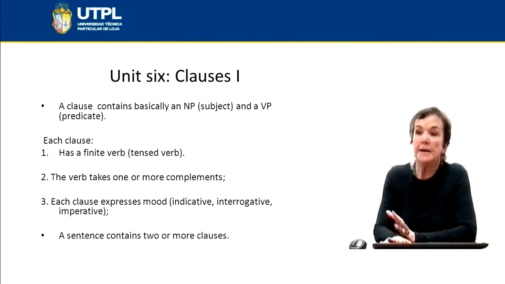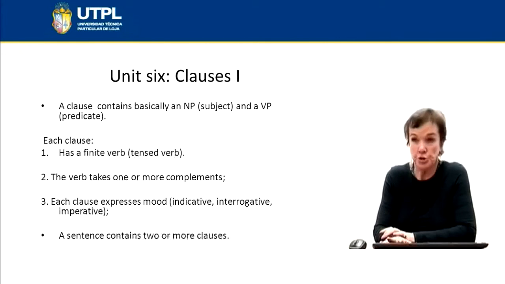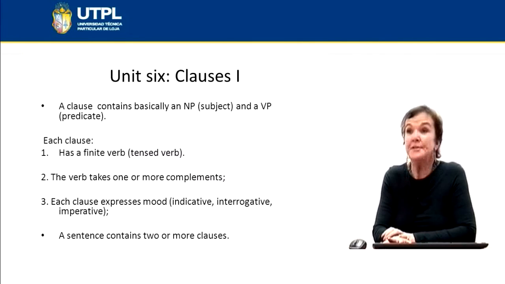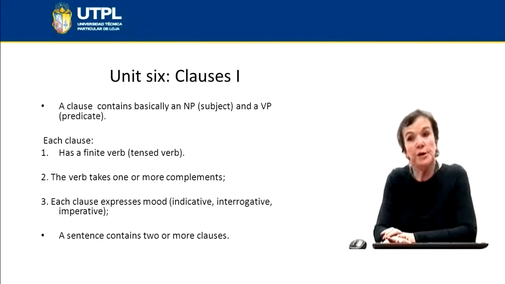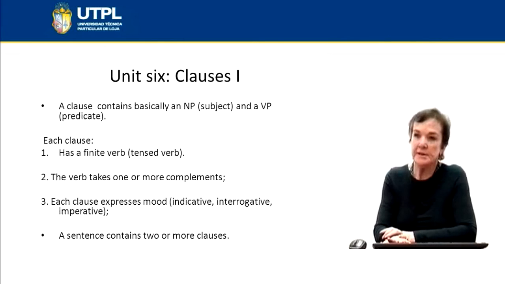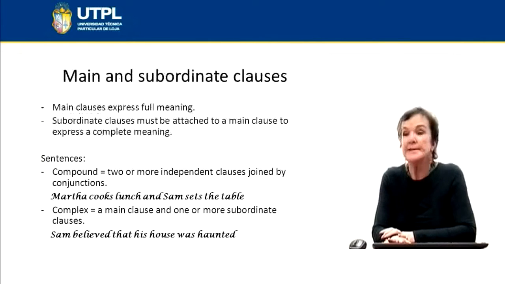Finally, we have a more complex structure. This is the sentence. A sentence, grammatically defined, might have two or more clauses, but in syntax, grammarians state that English, as other languages, has three types of sentences: simple sentence, which we know as a clause, compound sentences, and complex sentences.